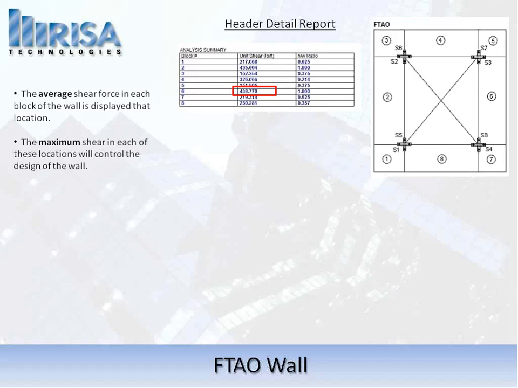So for example, on this wall, we can see that block 1, at the bottom left corner, is giving us an average shear force of 217 pounds per foot in that block. And the height to width ratio is 0.625. The maximum for this wall happens to be at block 6, right on this side here, and that gives us 438 pounds per running foot as the average unit shear. That's this portion right there.